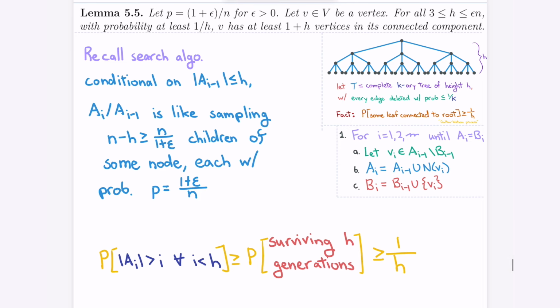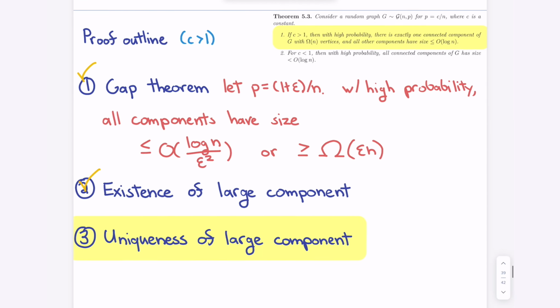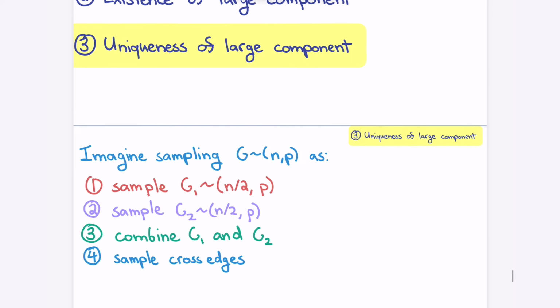Okay, that's an appropriate amount of time given what's left. Let's quickly talk, so you can guess this, about how to prove that there will be a unique giant component. What we've established is that there are no medium components, and that there will be at least one giant component because you'll reach this critical threshold of log n over epsilon squared. Now you just want to show that there's going to be a unique one, which is kind of cool, right? All right, so here's what we're going to do.